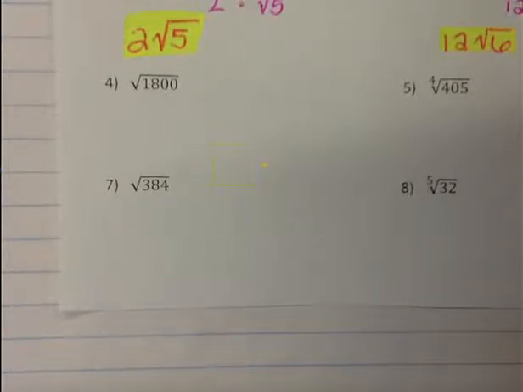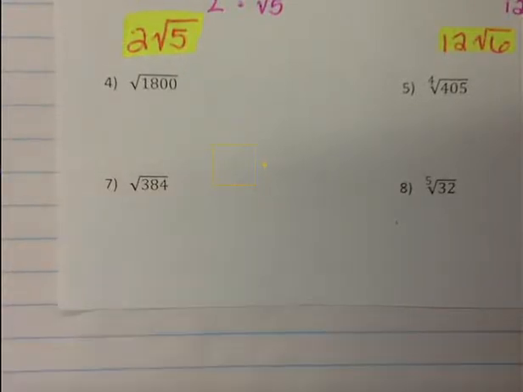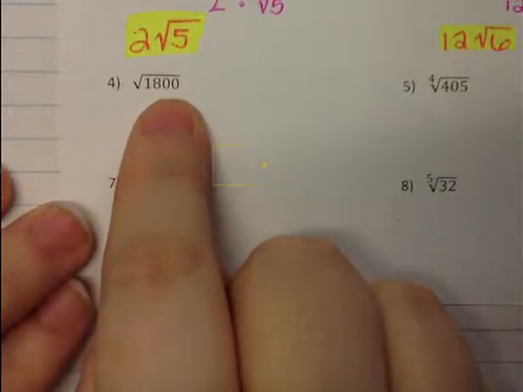In this video, I'm going to be simplifying radicals. I'm going to continue on with previous videos. I am now on number 4, which is the square root of 1800. I'm going to simplify this completely.